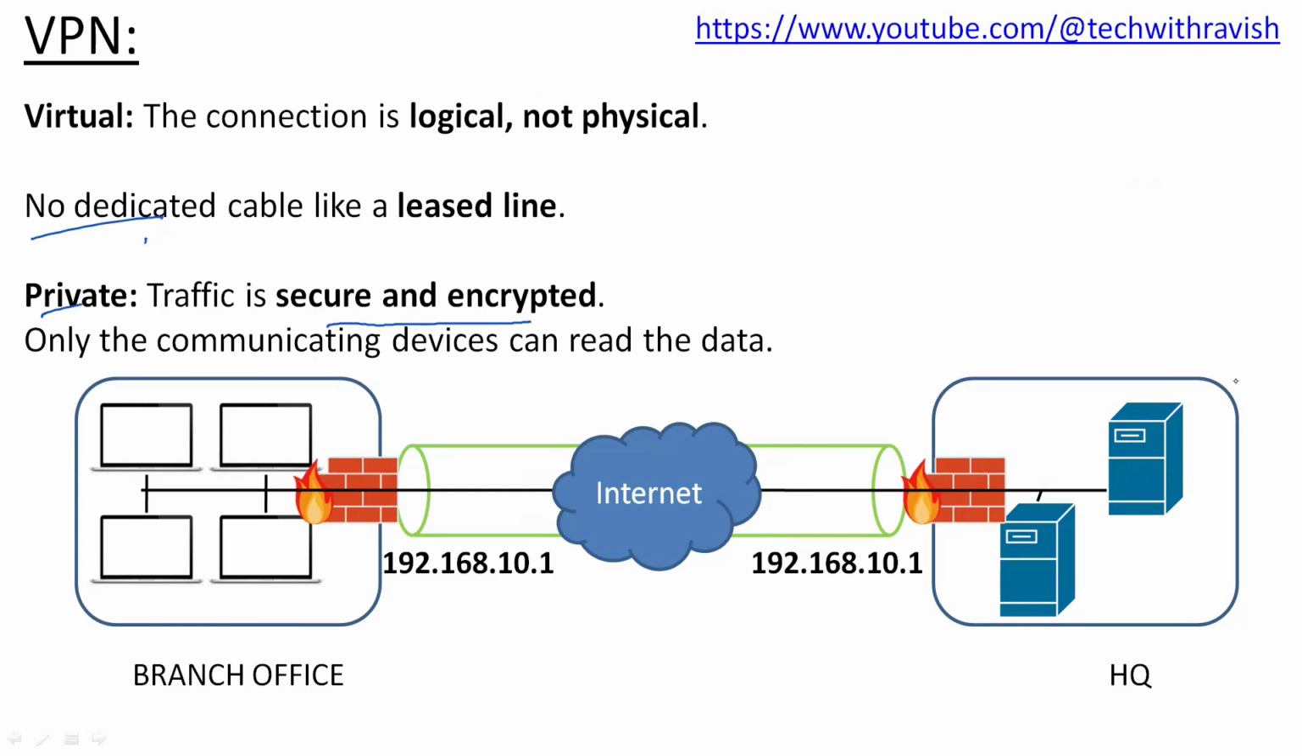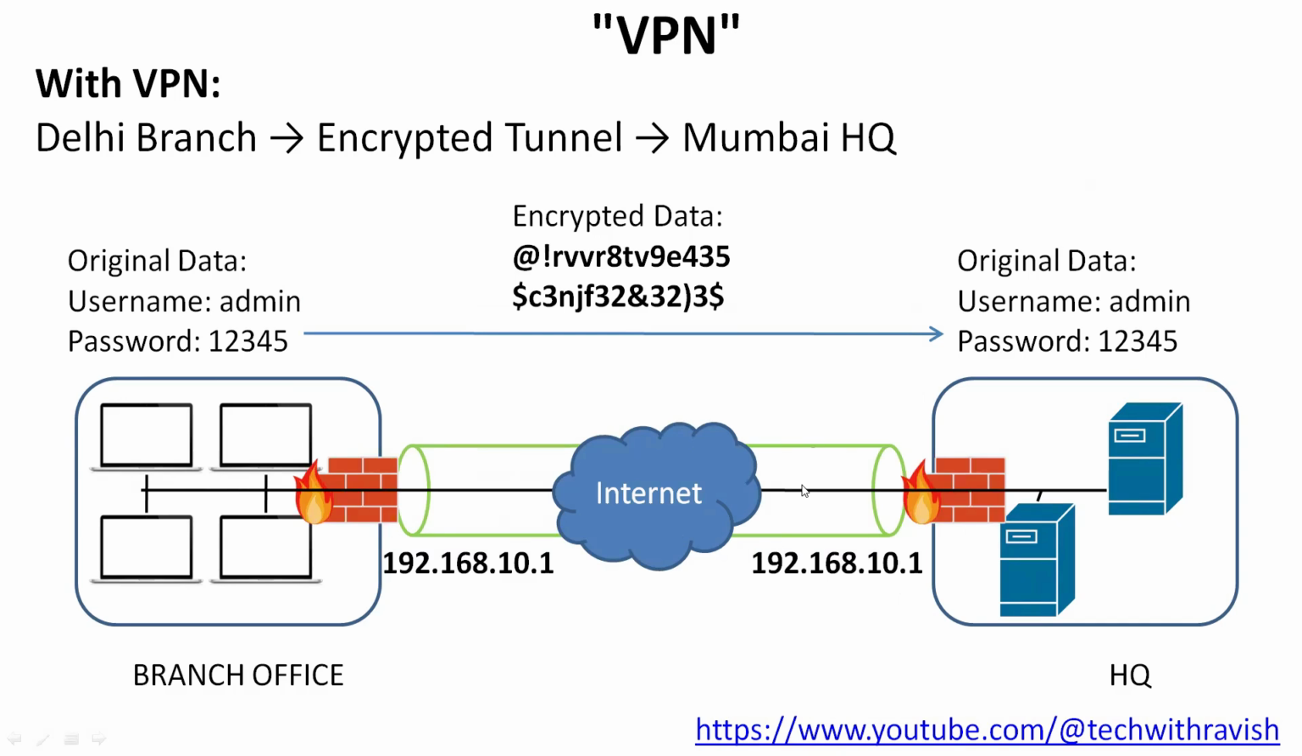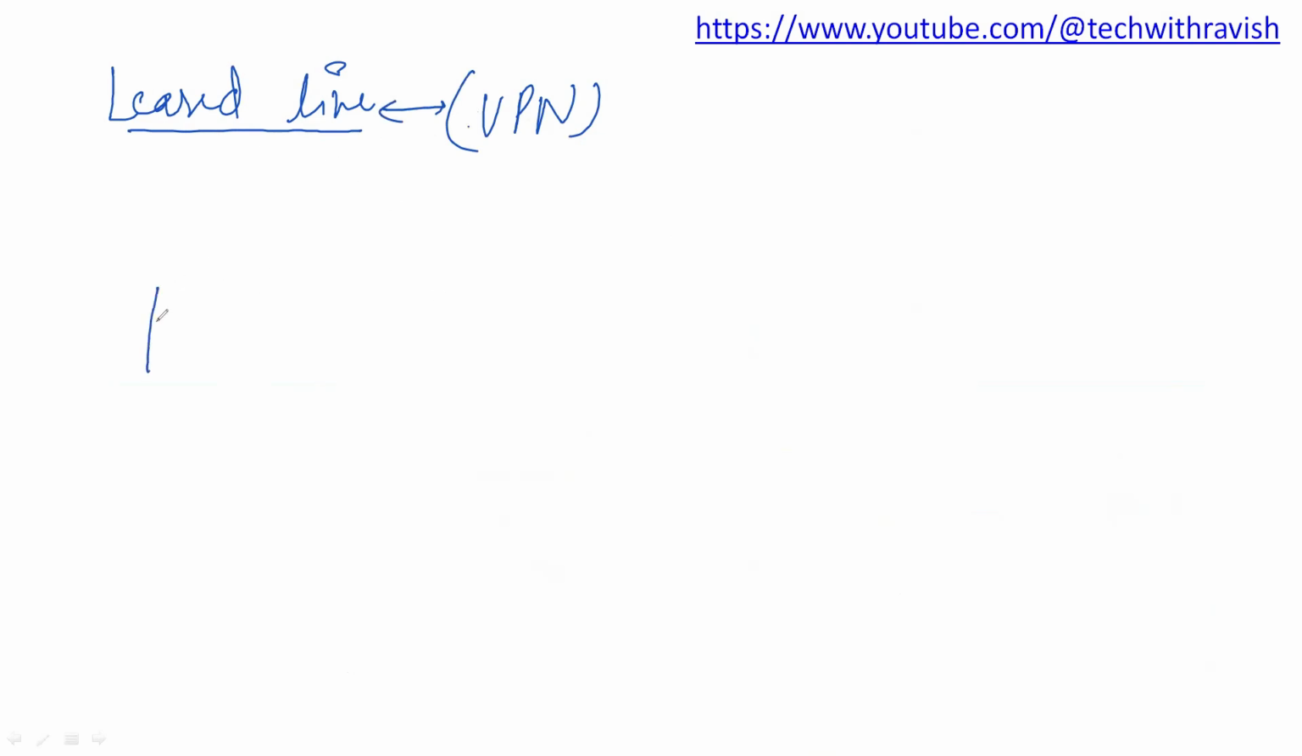As I told you, we also have some methods like leased line. What is a leased line? Leased line is also a secure method. This is a highly secure method to forward the data, but we choose VPN over it. Instead of leased line, what are we choosing? VPN. What is the reason behind that?